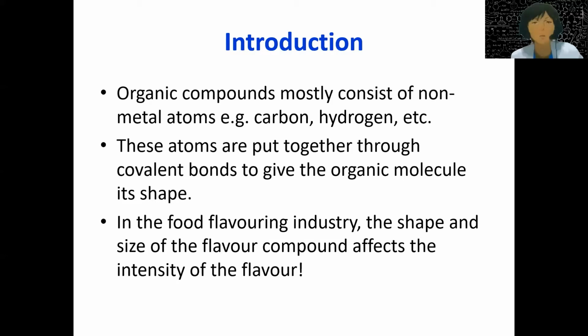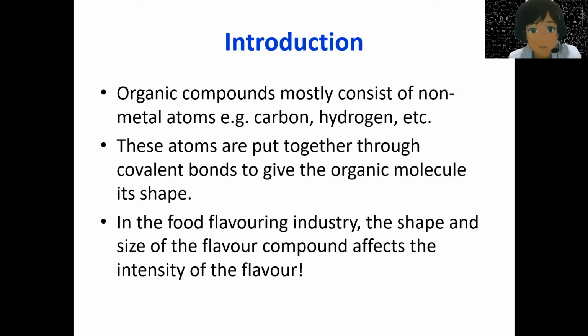Organic compounds consist mainly of non-metal atoms such as carbon and hydrogen. These atoms are put together through covalent bonds to give the organic molecules their shape. In the food flavoring industry, the shape and size of the flavor compound affects the intensity of the flavor. For example, in chocolate, the shape determines how quickly the chocolate melts in the mouth, and this determines the order and speed that different food molecules are released onto the tongue and into the nose.